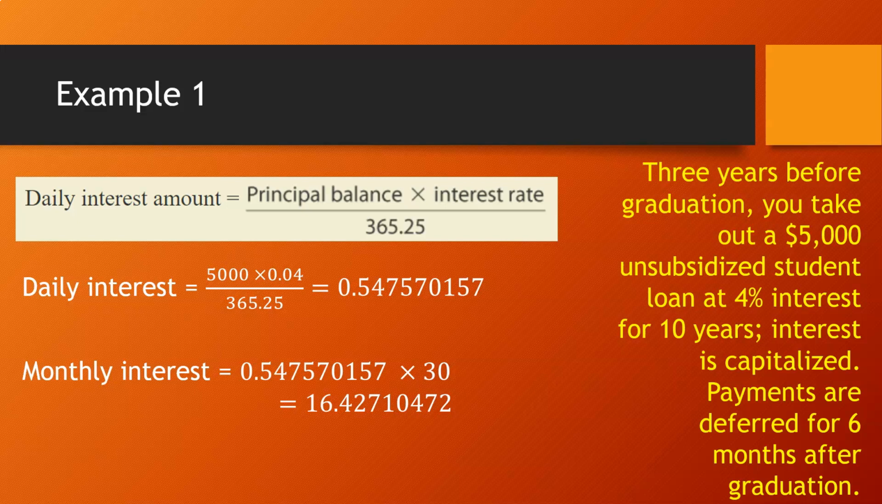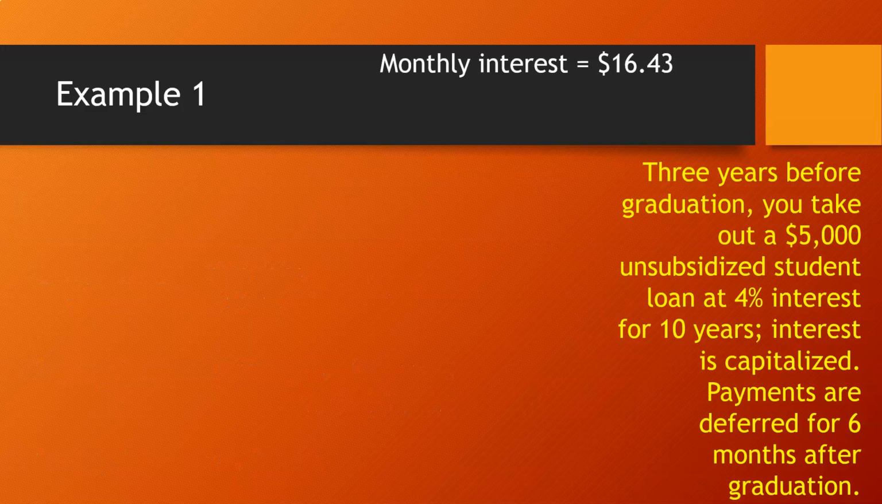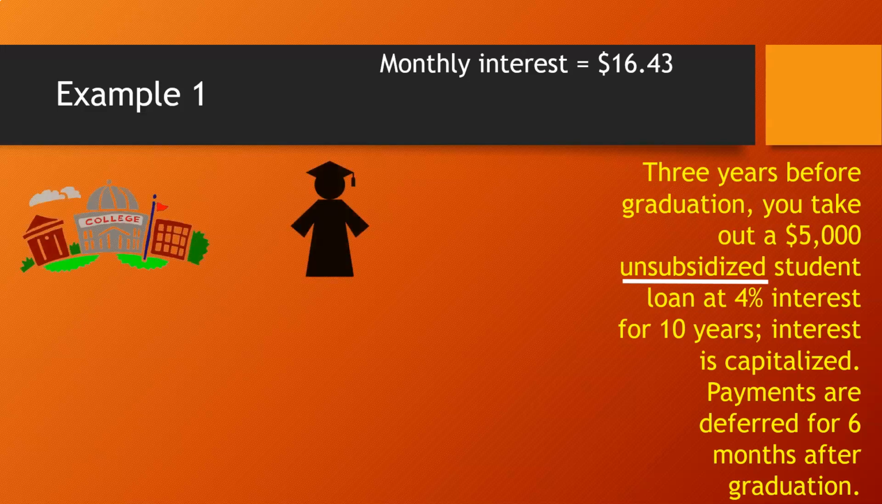Now once again, we get a decimal number, but at this point we're going to round that to the nearest cent and say that the monthly interest is $16.43. So now that we know what the monthly interest is, let's focus on the fact that this loan is unsubsidized. Unsubsidized means that we are responsible for all of the interest on the loan.